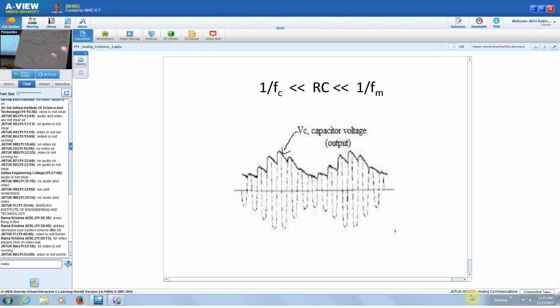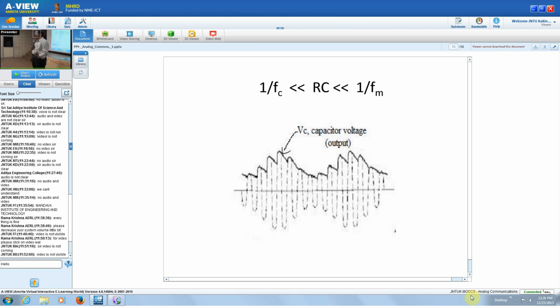And that's what we are having. 1 by FC should be much less than your time constant, and this time constant should not be greater than 1 over FM also. Otherwise, you will not be following the variations in the baseband signal. So you have to design your resistance and capacitance based on your carrier frequency and your baseband signal frequency.